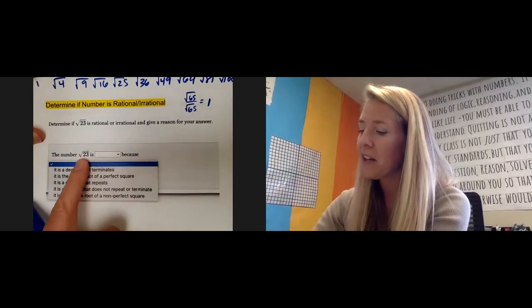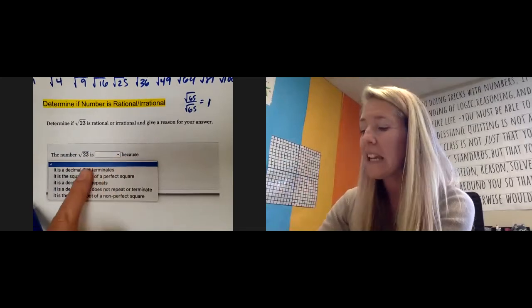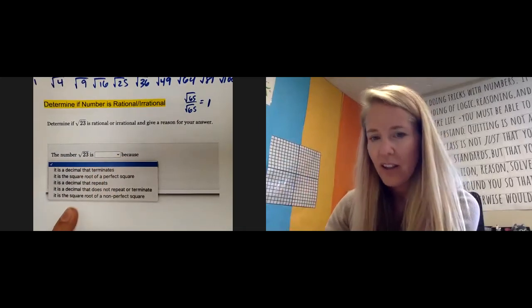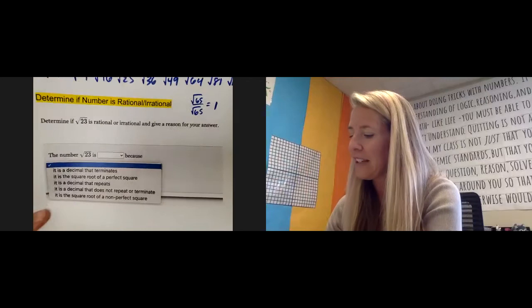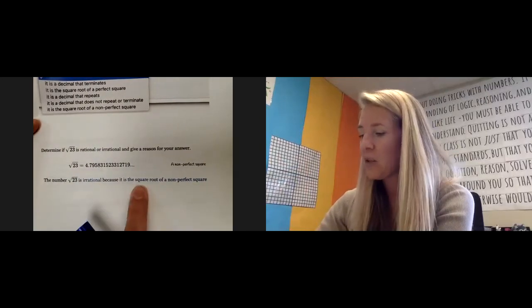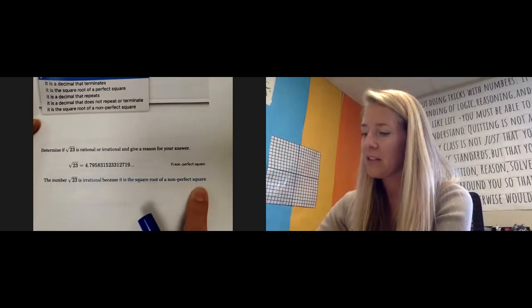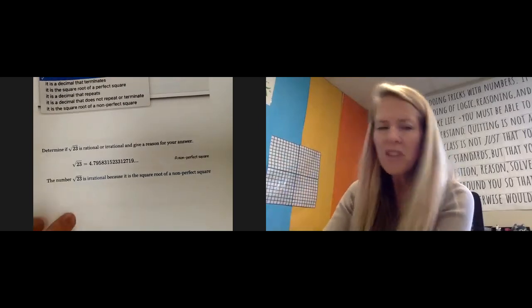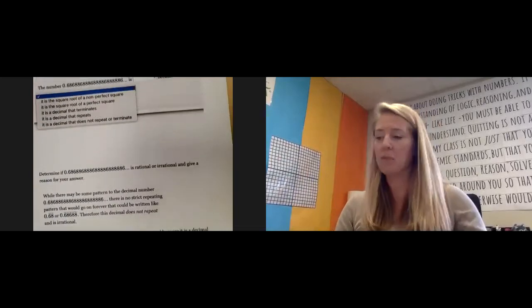You want to pick whether it is or is not irrational, but then they give you reasons, so you want to make sure that you follow the reason. On this particular problem, it is irrational because it is the square root of a non-perfect square. And that's it. That's all you have to do. It's a lot of explanation, but it's pretty quick to do these problems.